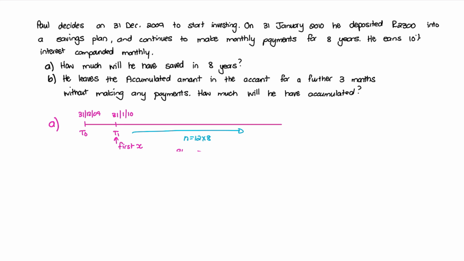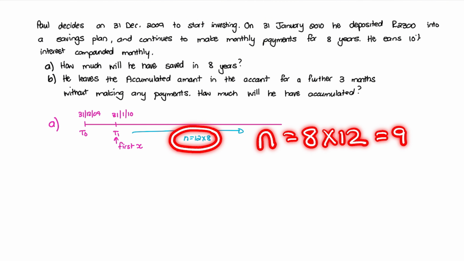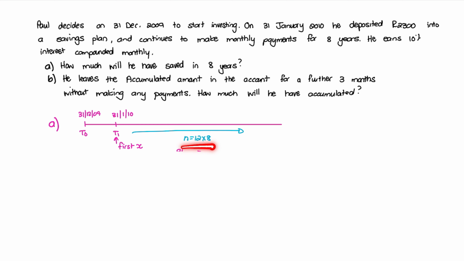And he continues to make payments on a monthly basis for 8 years. So the amount of payments that he will make is N equals 8 years times 12. So that is 96 payments in total.